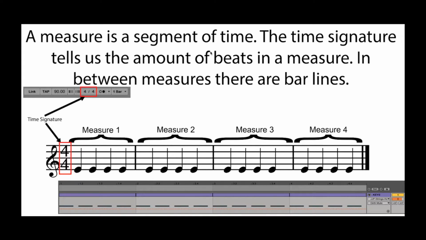And the time signature tells us the amount of beats in a measure. So you'll see we have 4/4 time, which means we have 4 quarter notes in each measure. And you will see the time signature in Live, which is in the top corner, 4/4, 4 quarter notes in each measure. Now we're going to talk about the word loop.